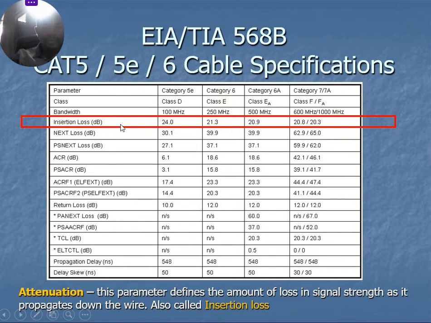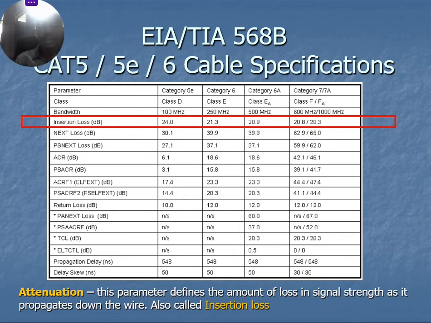Okay. Now, what is the meaning of attenuation? If we say insertion loss is the same as attenuation, then what is attenuation? Attenuation is a parameter that defines the amount of loss in signal strength as it propagates down the wire. The degradation in the value of the signal as it travels in the wire is called attenuation. Signals as they travel in wire attenuate, they fade away gradually, they lose strength. The longer the distance they go, the more the attenuation.